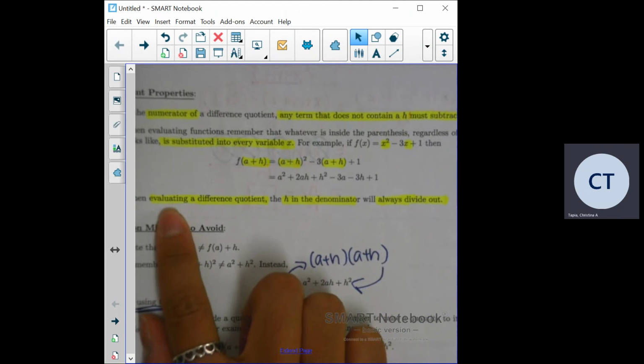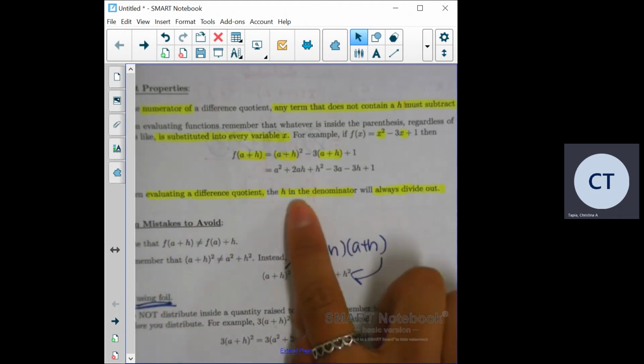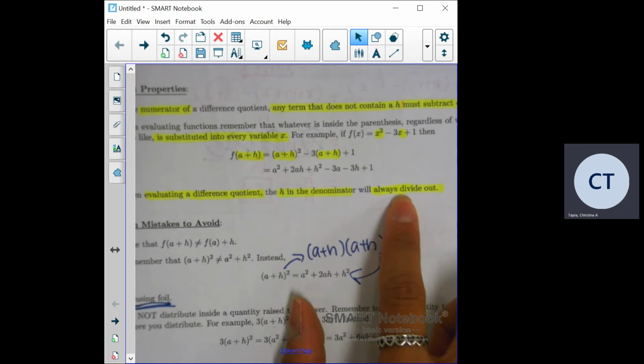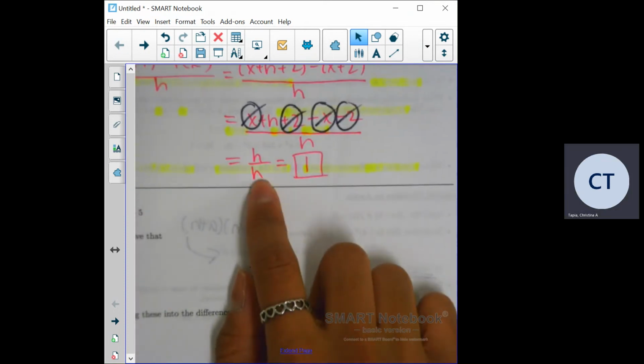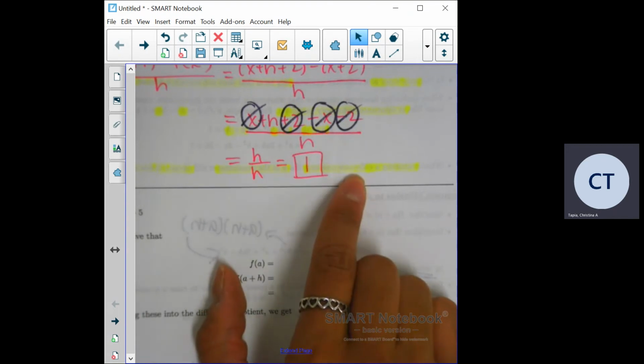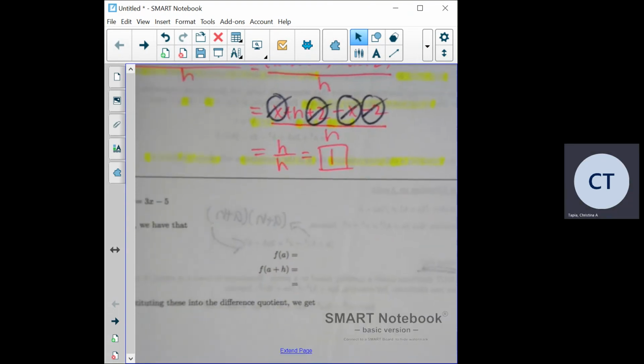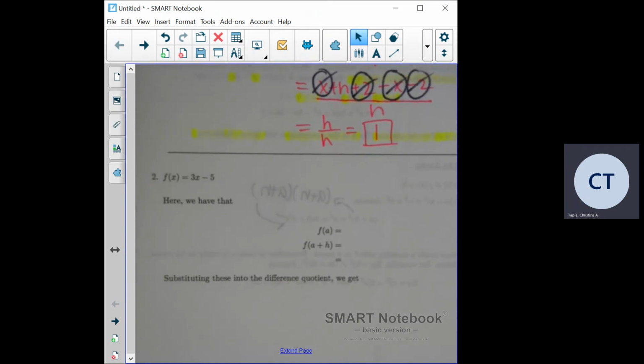The last thing is, when you're evaluating your difference, so when you're finally simplifying, the h in the denominator is always going to divide out. So notice how in the very last step, we divided h over h, that canceled. That's what left us with the 1. So for every question that we do, we're going to see this exact same kind of procedure happen again. Not the same answer, but same procedure.